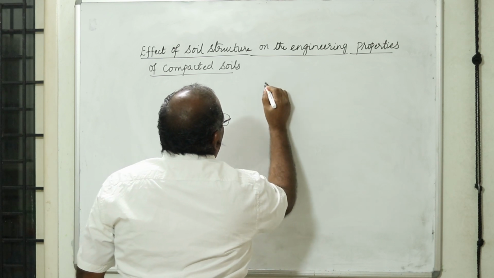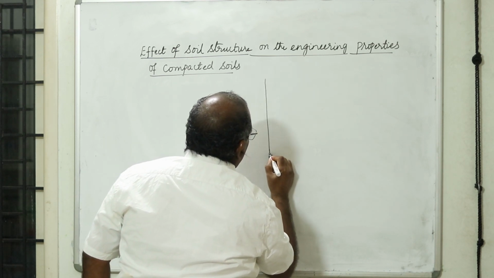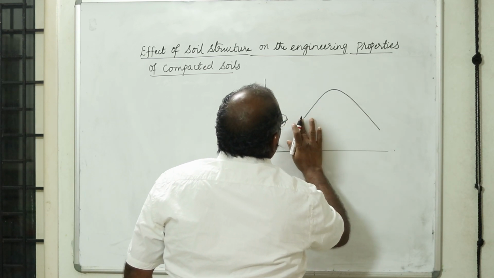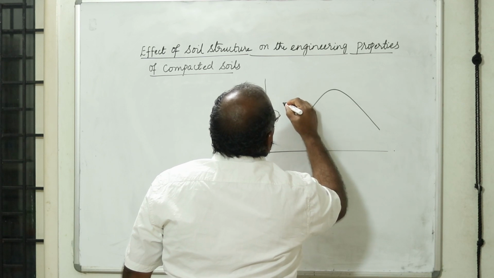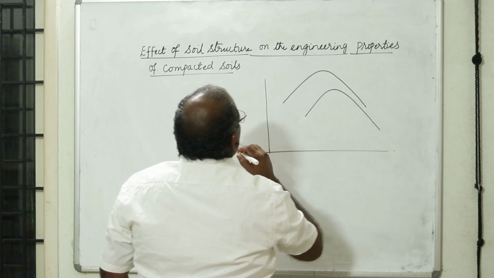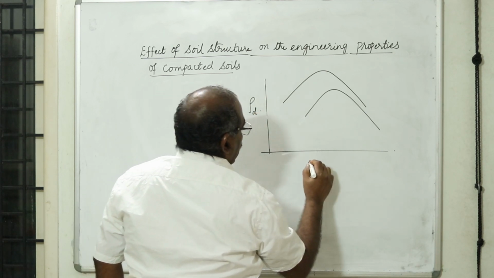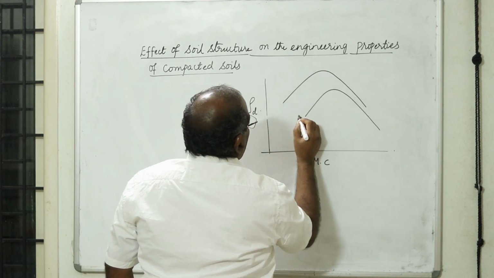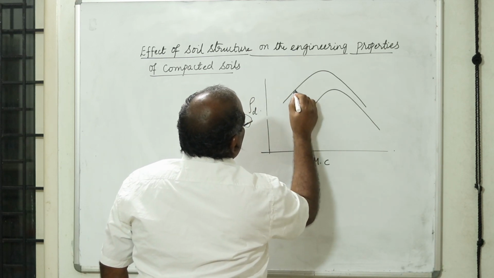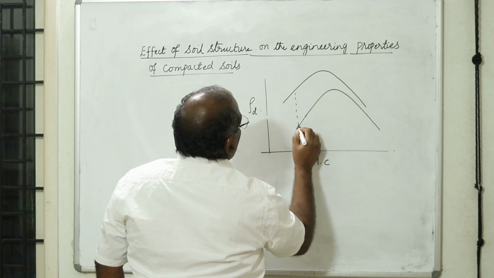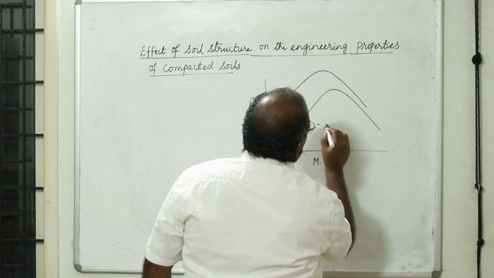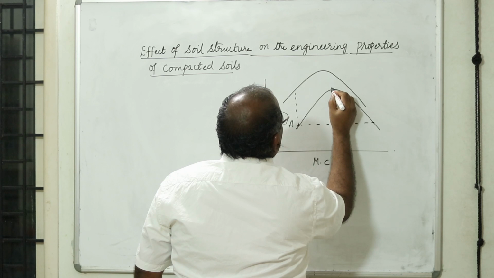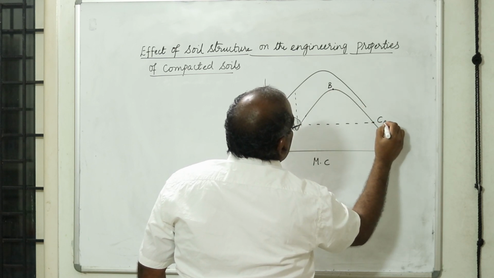Now let us try to see. You already observed that as the water content is increasing, we have a typical inverted V-shaped curve, and as the change in compactive energy is going to shift the curve vertically up and to the left. Now let us take this as A, this as B, and this as C.